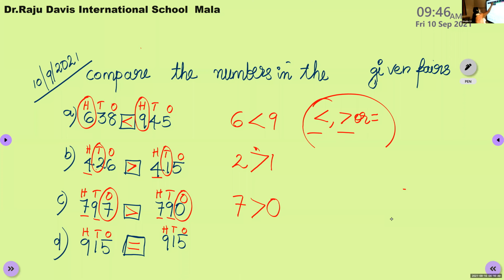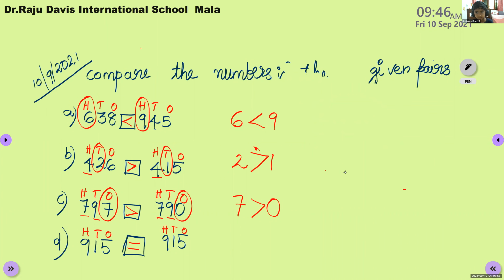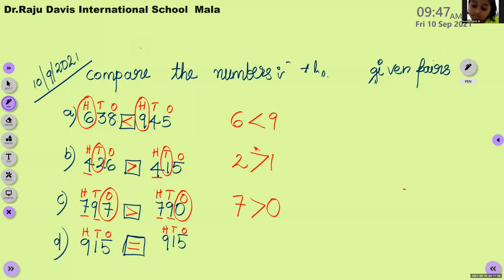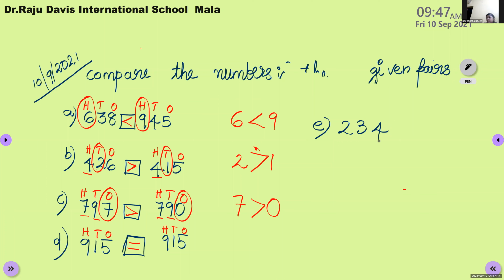Have you all completed these questions? Yes or no? Yes. Now, everybody do it yourself. Very good. Do one more question. All right. Everybody, please do one more question. Question E. All of you, please do.